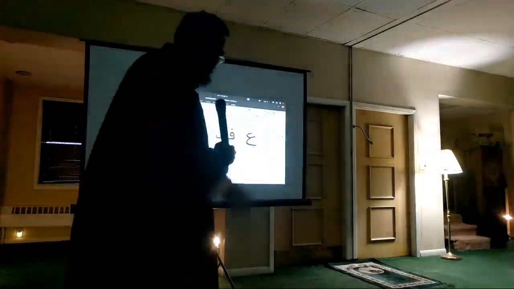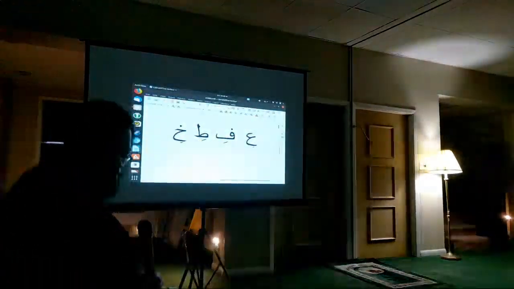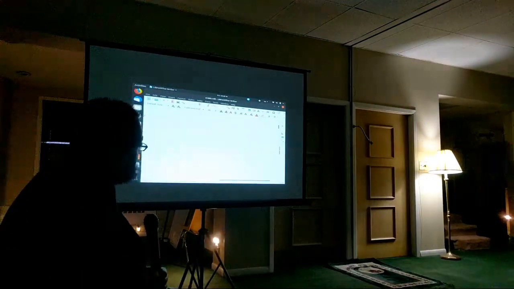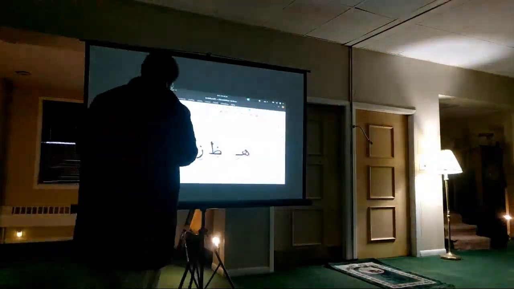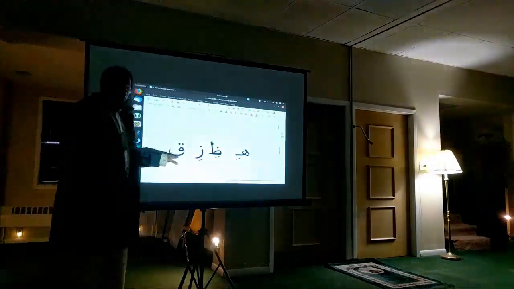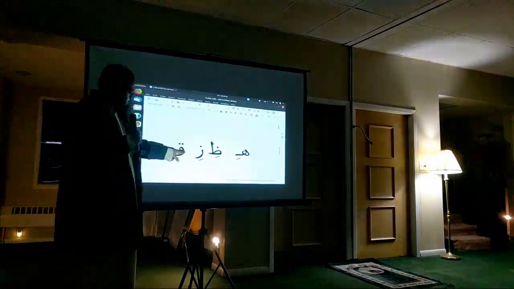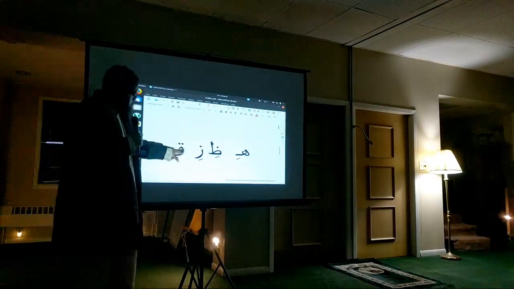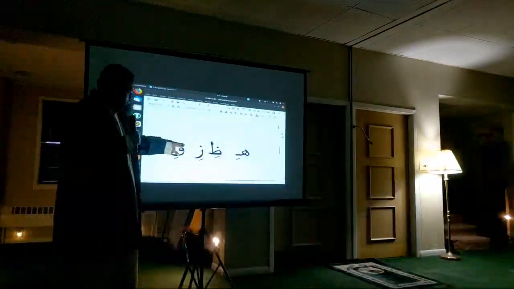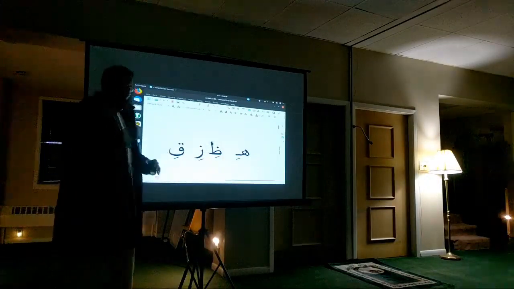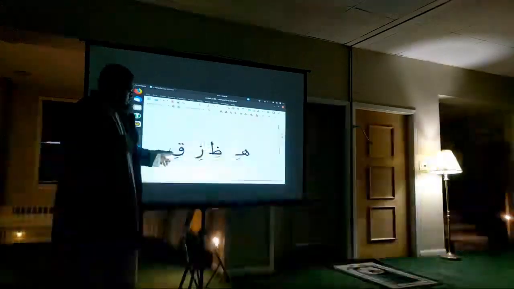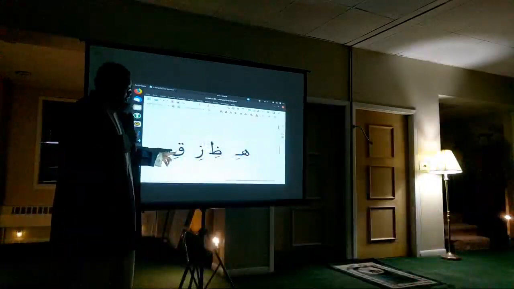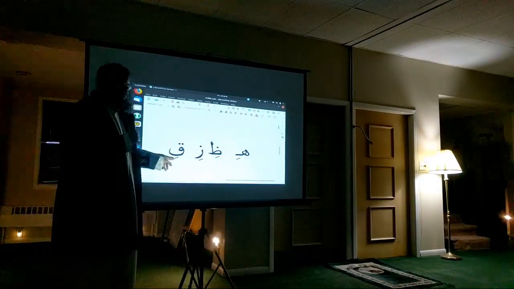Okay, so now that we've reviewed this, let's go on to the new letters that we're going to cover. And here they are. Let's look at this first letter right here. We see that it has a very oblong shape at the bottom and 2 dots on top. What letter is this? The qaf. And the qaf has a kasra underneath it. So how do we say that?